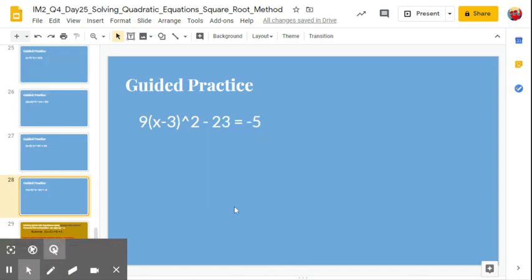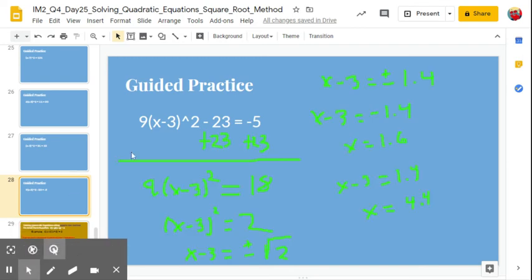All right, one more. This time we have 9 times quantity x minus 3 squared minus 23 equals negative 5. Oh, it equals negative 5. Does that mean it's going to be no solution? Wait, not so fast. Remember, you have to isolate the binomial square by itself first before you take the square root. So let's see what happens on this problem.